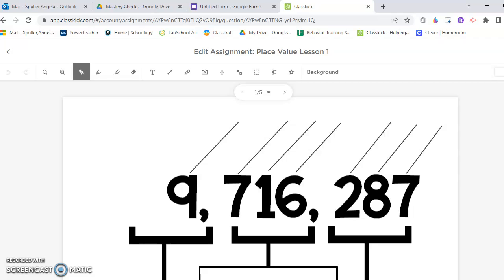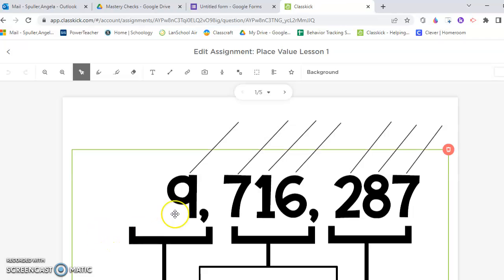This unit is our place value lesson, and this is lesson 1. Just so you know how this works, we're going to go back and look at fourth grade standards, and we're going to build fourth, fifth, and sixth grade on the same subject. So today we're looking at place values.